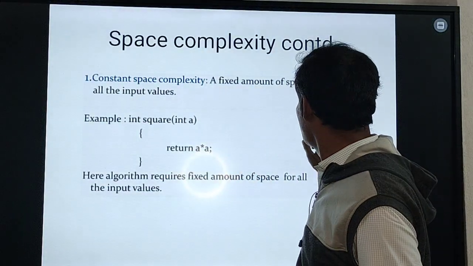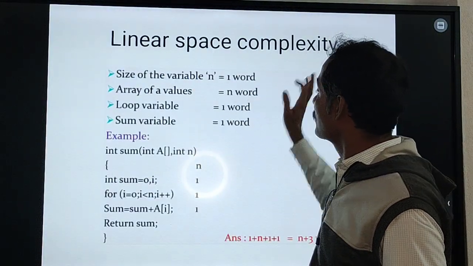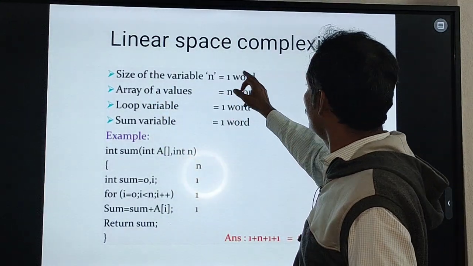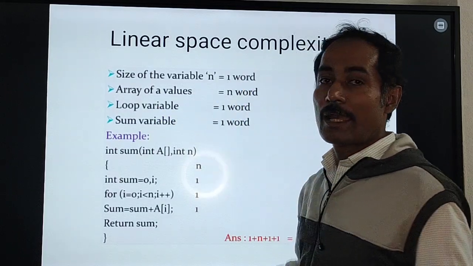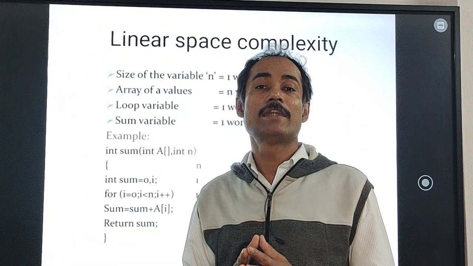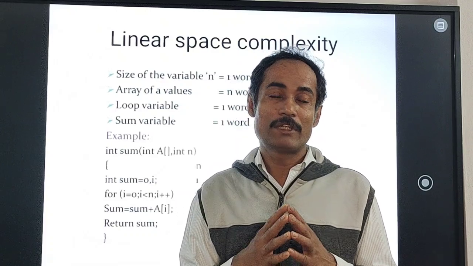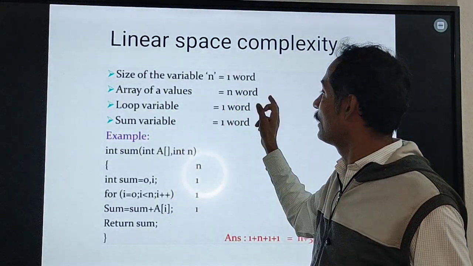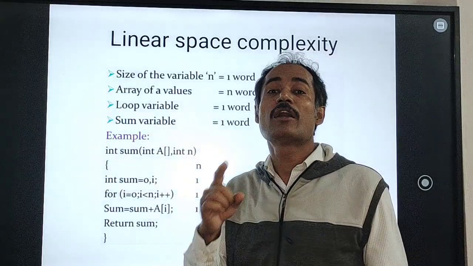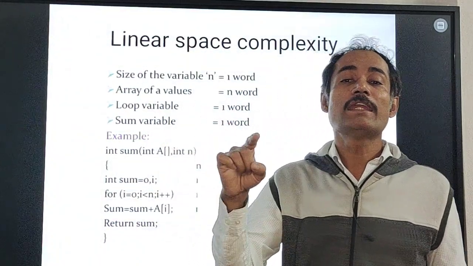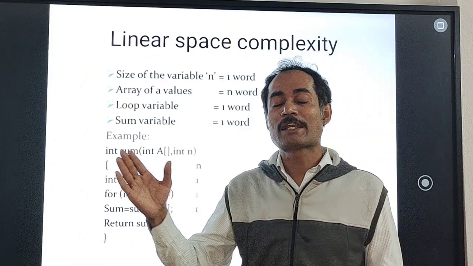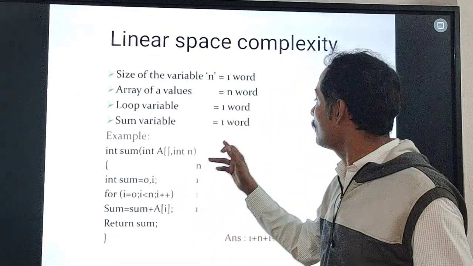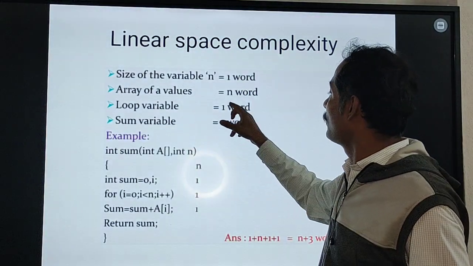In contrast, we have linear space complexity as well, where the size of the variable, if it is n, then it will consider one word. Array of a values: as we are considering n number of elements in the array, if each element occupies one word, then for n elements we will have n words. For loop variable, say for i equals 1 to n, the maximum range is n, and whatever increment or decrement operation we perform there, the variable i gives us another word count.